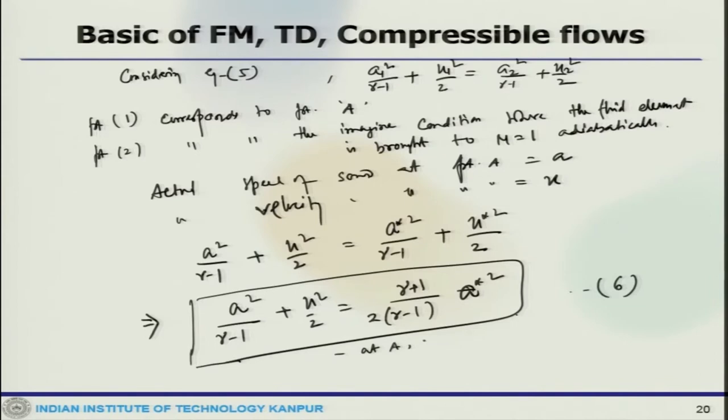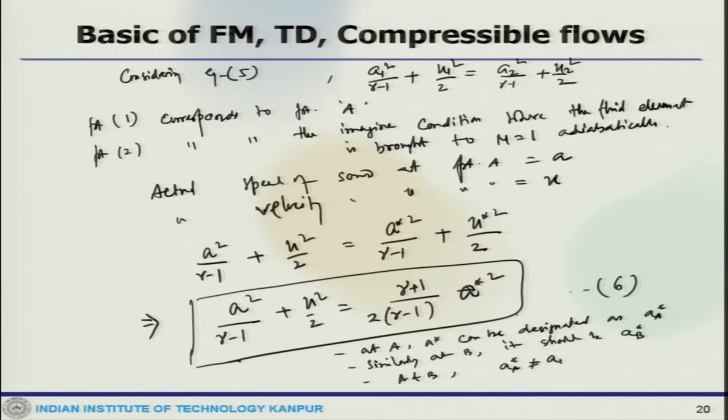at A, a star can be designated as A star. Similarly, at B, it should be B star. So, if the flow is not adiabatic between A and B, then A star would not be the same, or if the flow is adiabatic everywhere, then A star would be C. For isentropic flow also A star would be C.